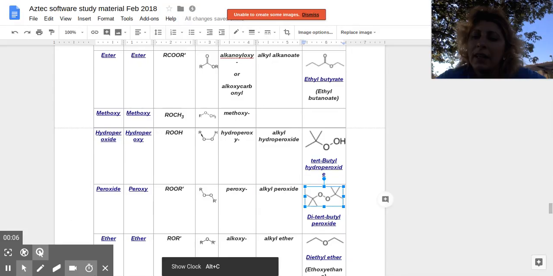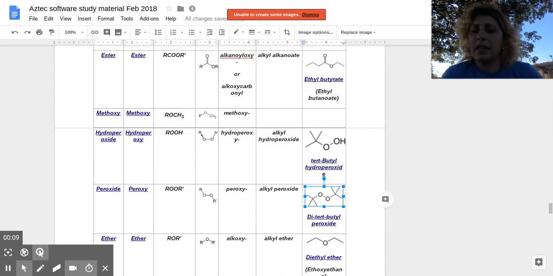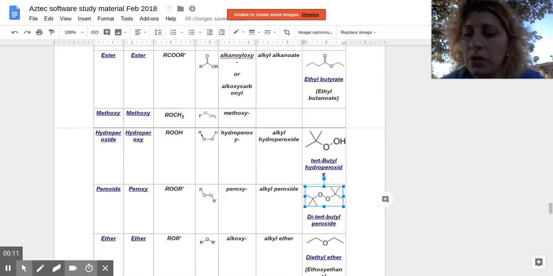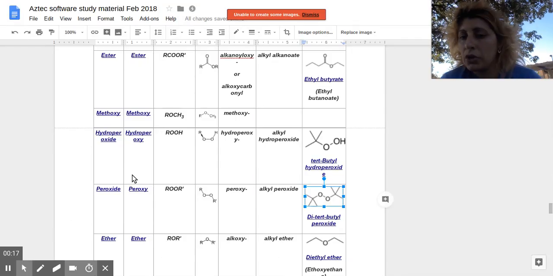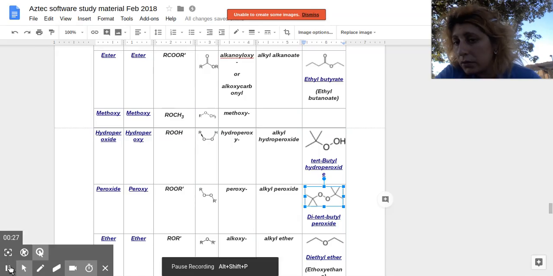Hello. We're continuing with life science and cell biology in a nutshell. We're learning about various functional groups which make molecules unique. So this is where we left off.